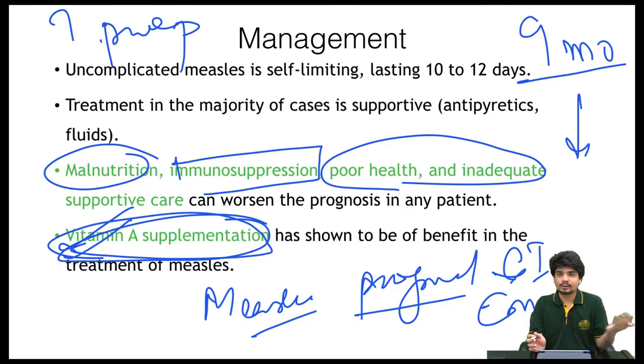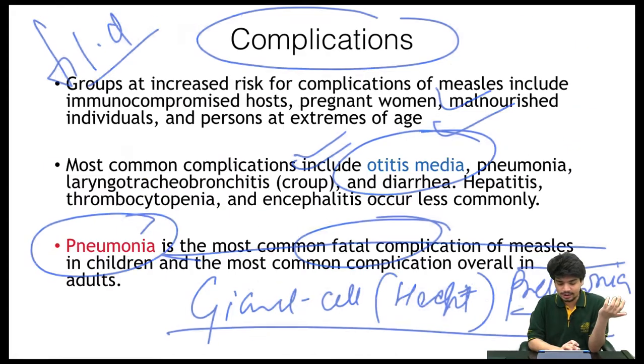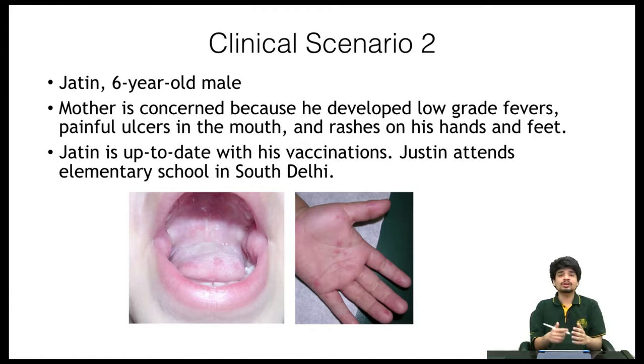Again, I'll reiterate what I've been saying before. Measles vaccination can actually be given at 6 months of age in case a measles epidemic is there in the community. Now let's move on to the second clinical scenario, another viral exanthem.